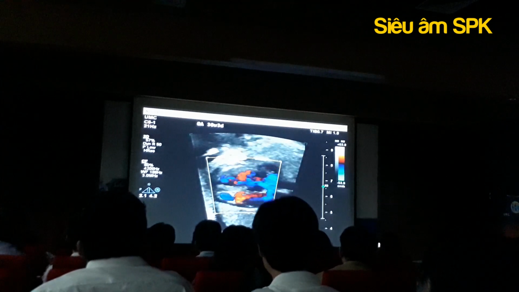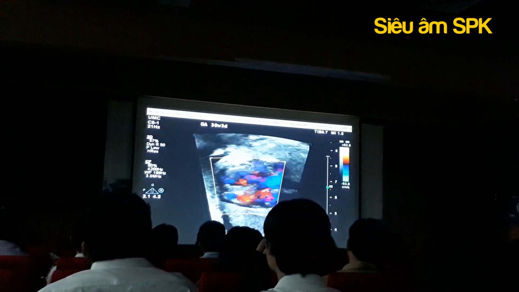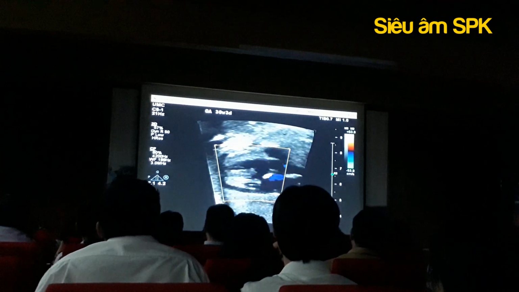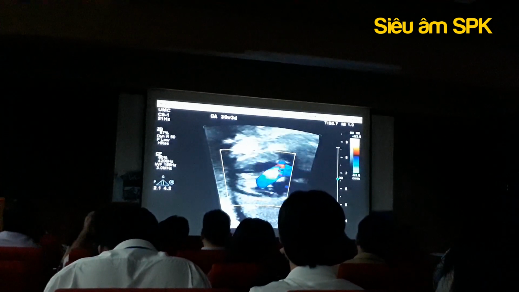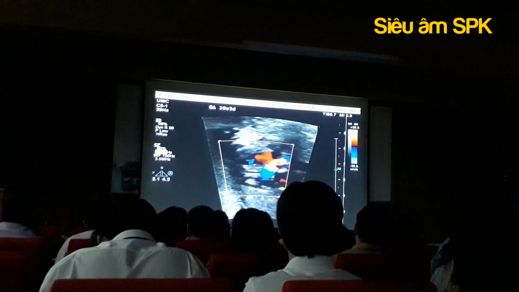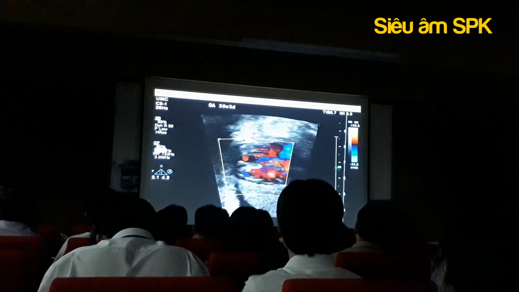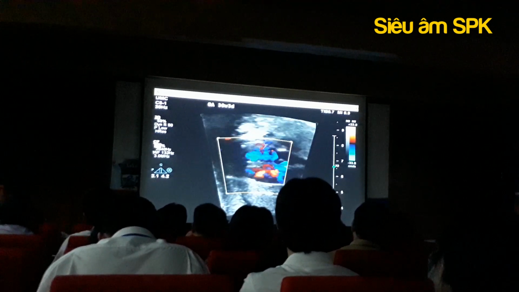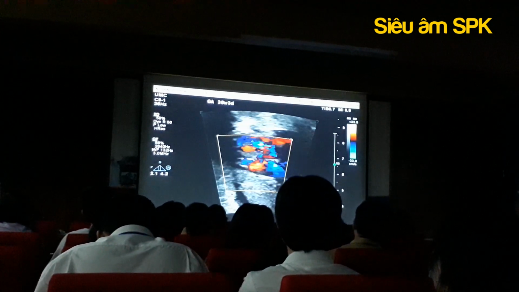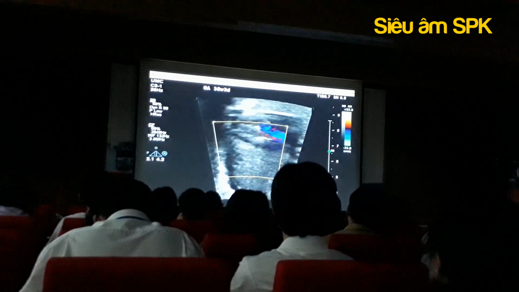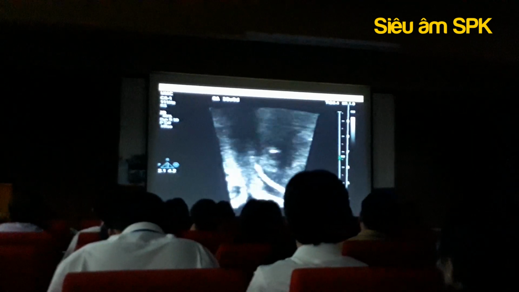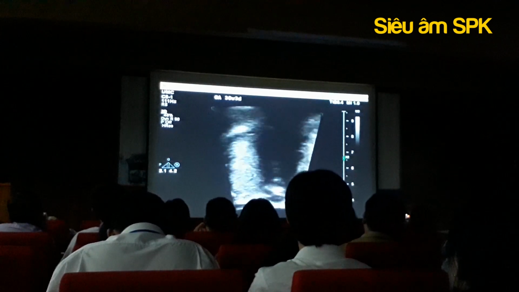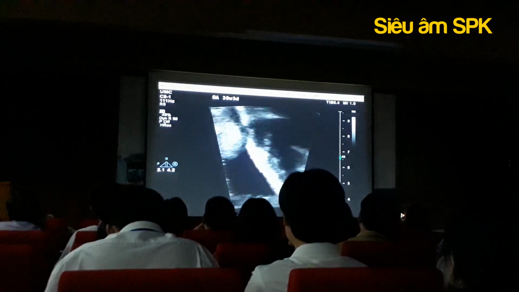And we would want to work with our applications people to minimize the amount of artifact that we see. We need to come down probably even more on the scale to really see VSDs, because they're going to be very low velocity, bidirectional, but I don't see anything. Nhưng ngoài cái lỗ thông thương thất đó thì chúng ta không thấy một cái lỗ thông thương thất nào khác nữa.